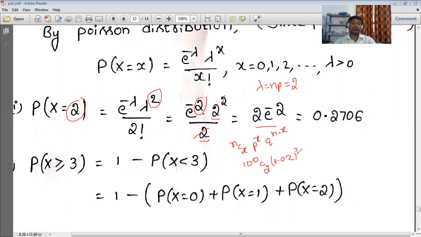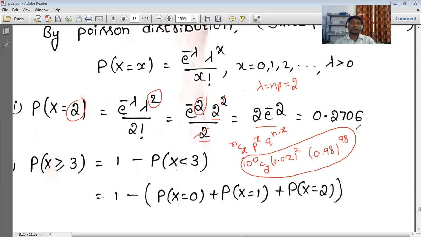And x is 2. Next, q is 0.98. Why? Because it is 1 minus p, 1 minus 0.02 is 0.98, and n minus x is 100 minus 2, which is 98. See how much calculation: 100 C 2, 0.02 whole squared, into 0.98 whole power 98. So this one you can calculate.